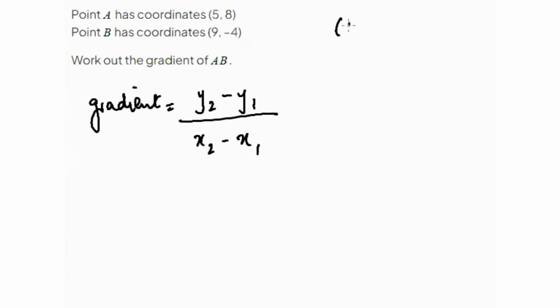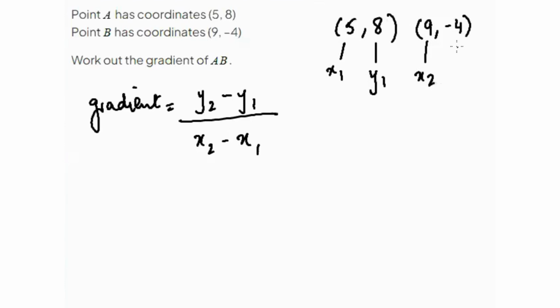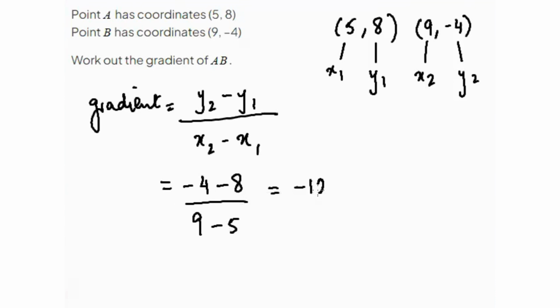So A was 5, 8 and B is 9, -4. So let's call 5 x1, 8 y1, 9 x2 and -4 y2. So I'm going to substitute these values in the formula. So it's going to be -4 minus 8 divided by 9 minus 5, which equals -12 divided by 4, and that is -3. So your gradient of AB is -3.